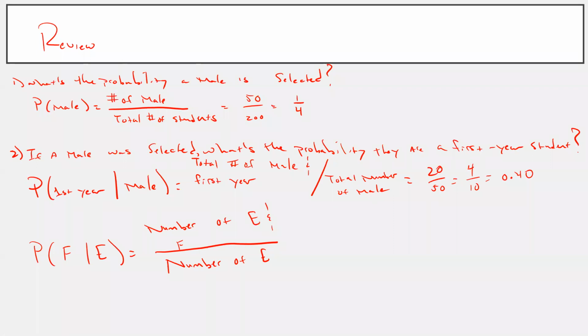Professor, the mistake I made was that I combined the male and the first year, and then I divided it by the total number of students. Yeah, that's a common mistake. That's the hard part. This is just a simple division problem. It's just setting it up, and you have to be very careful of what's asked and what's given. I know it's super easy to make a mistake. I get it.